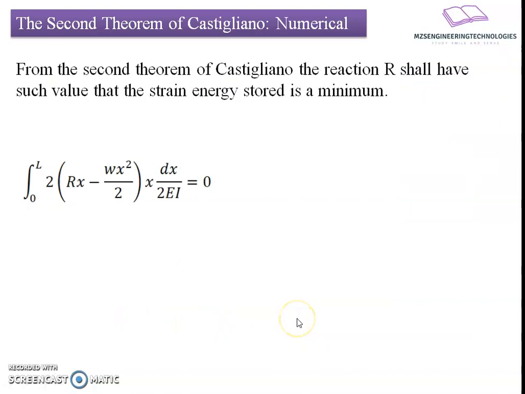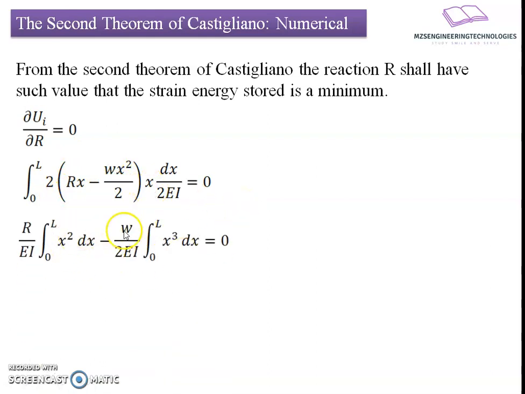Now using Castigliano's second theorem, we can write the derivative ∂Ui/∂R. R is nothing but the redundant force here, the reactive force, so I am taking the derivative with reference to this. We get the integral from 0 to L of 2 into (Rx minus Wx²/2), the whole bracket, multiplied by x dx upon 2EI, equals 0. Here the 2 from the bracket goes to the denominator, and the derivative of this particular bracket with respect to R will be x.